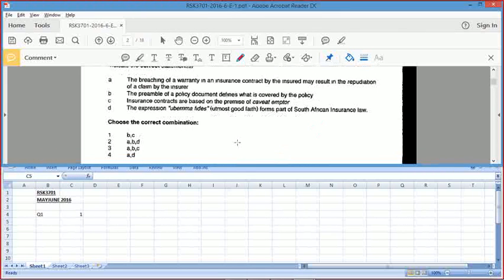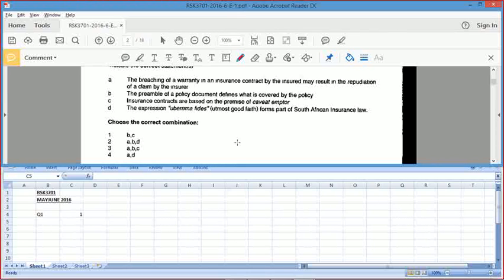Okay, question 2 is looking at background around claims and contracts. The breaching of a warranty of an insurance contract by the insured may result in the repudiation of a claim by the insurer. That's definitely true. If you breach a contract, they're not going to enforce it. The preamble of a policy document defines what is covered by the policy. No, the preamble is the introduction. So that tells you who's in the contract.